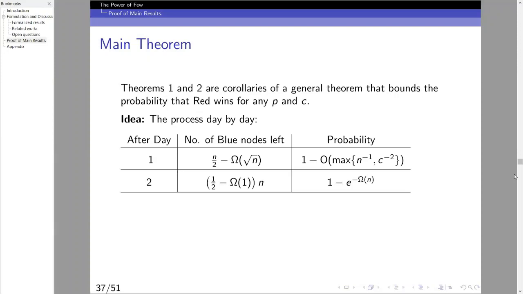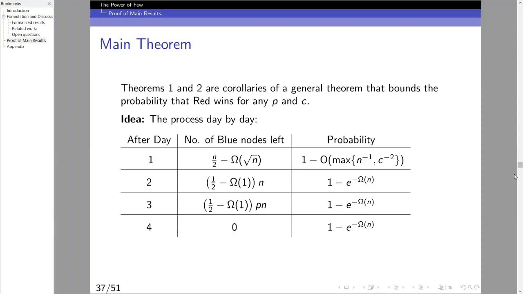For the second day, almost surely it will gain a linear advantage. For the third day, almost surely it will gain an overwhelming advantage, where there are fewer than half of the expected degree, blue nodes left. And for the fourth day, almost surely it will win.